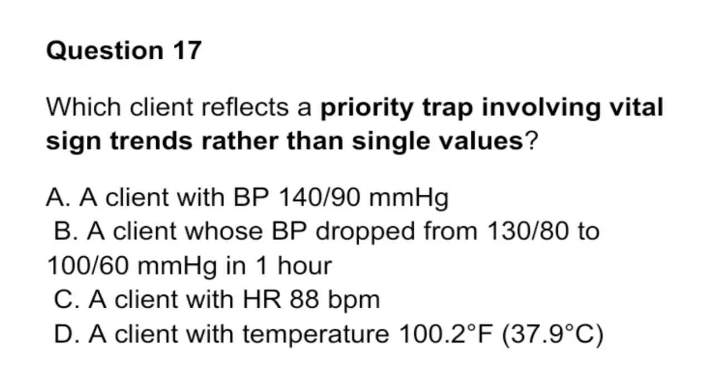Question 17. Which client reflects a priority trap involving vital sign trends rather than single values? A, a client with BP 140/90 millimeters mercury. B, a client whose BP dropped from 130/80 to 100/60 millimeters mercury in 1 hour. C, a client with HR 88 BPM. D, a client with temperature 100.2 degrees Fahrenheit, 37.9 degrees Celsius.